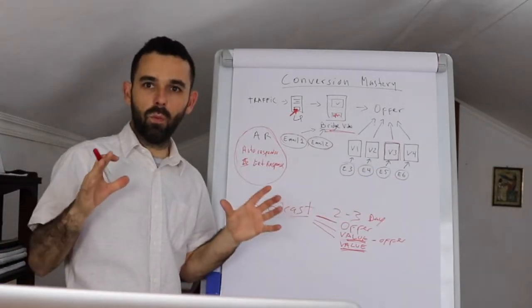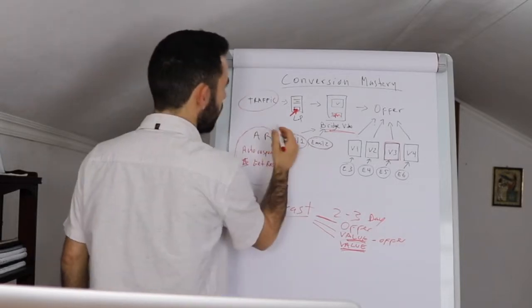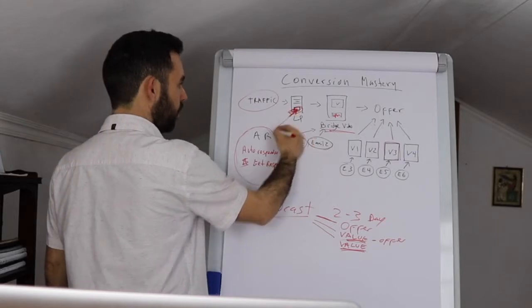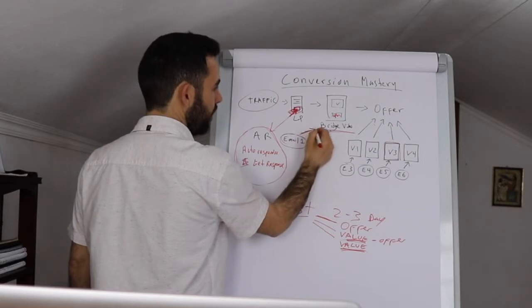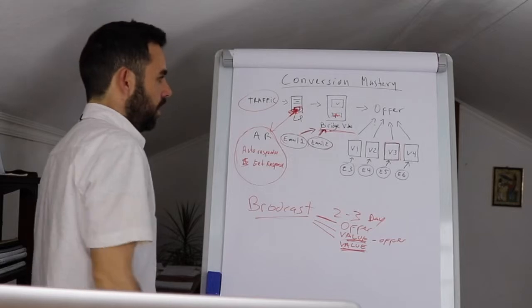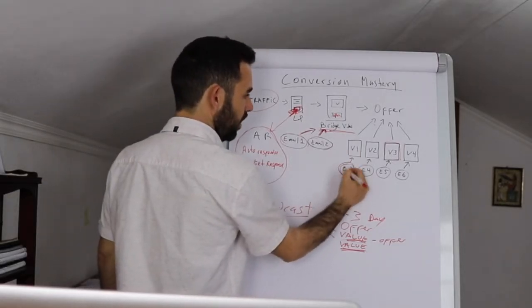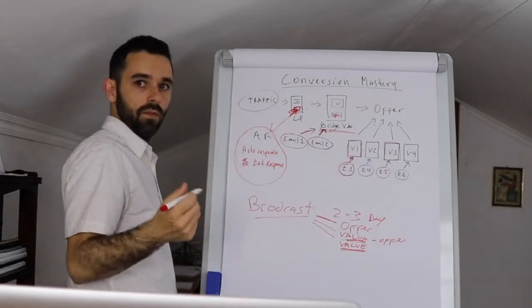So let me recap real quick. We have the traffic, it goes to the landing page. Then it goes to our autoresponder. Our autoresponder will send them an email to the bridge page on day 1. On day 2, it's going to send them an email to the bridge page again. On day 3, it's going to send them an email to value series number 1, video number 1.